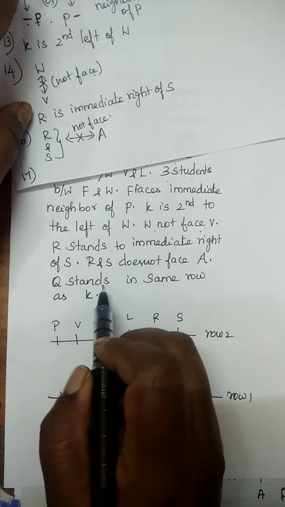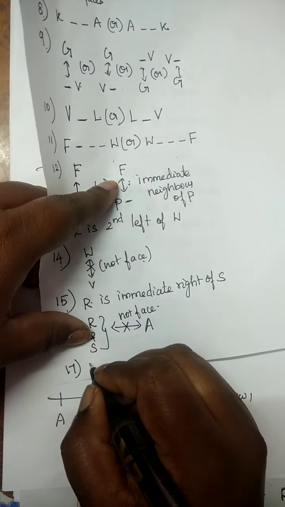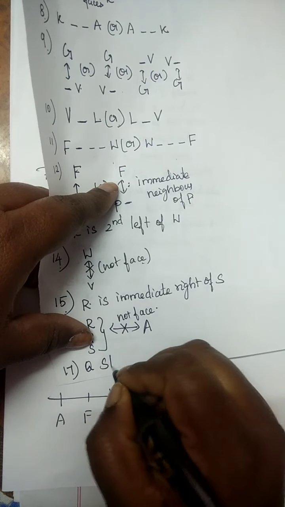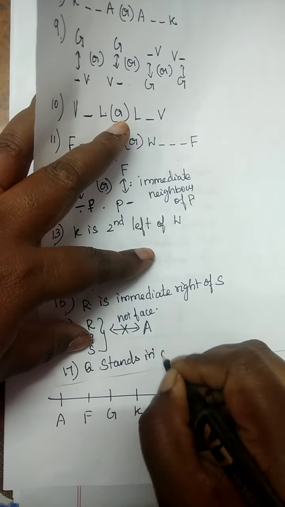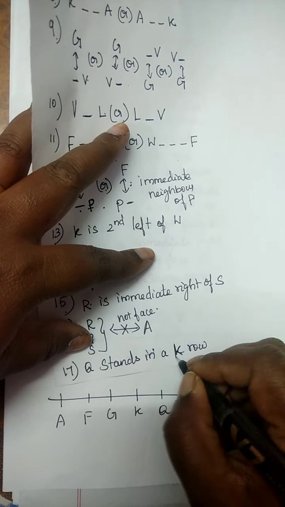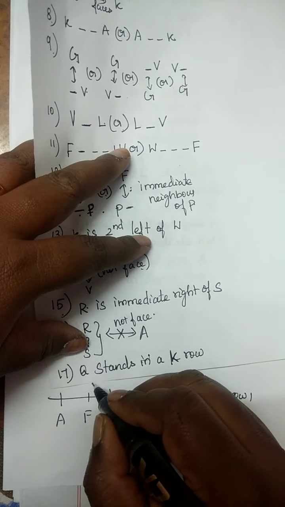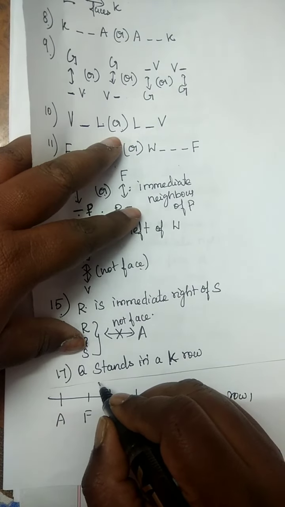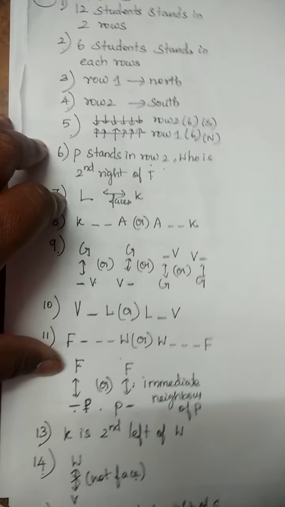Now the 17th clue. Q stands in the same row as K. That means Q stands in K's row. Wherever K is present, either in row 1 or row 2, Q is also in the same row. So these are the key points we have taken from the question.